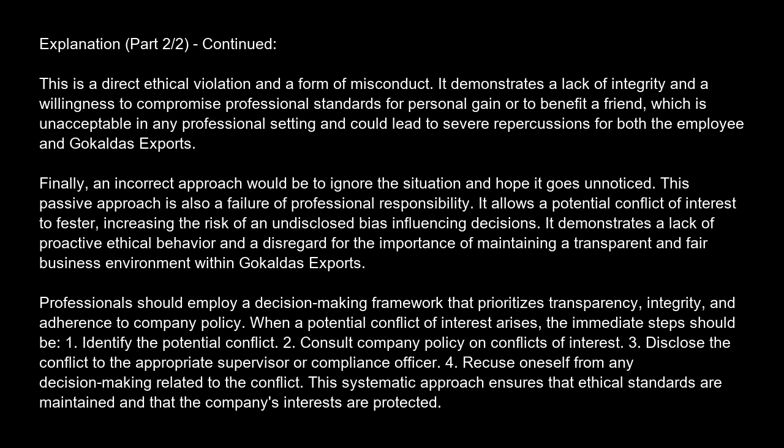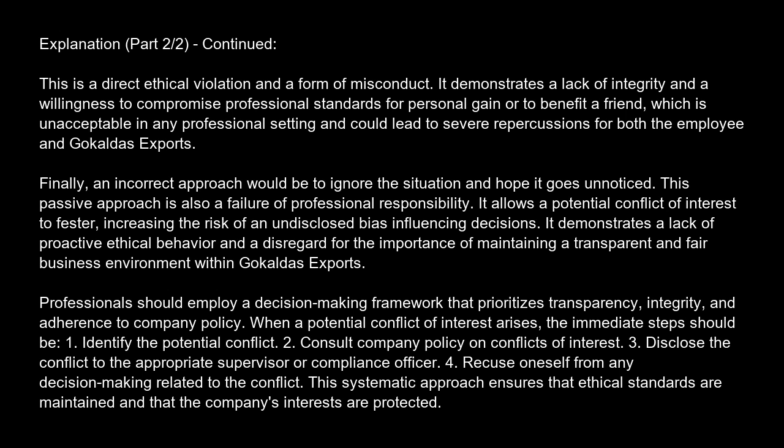It allows a potential conflict of interest to fester, increasing the risk of an undisclosed bias influencing decisions. It demonstrates a lack of proactive ethical behavior and a disregard for the importance of maintaining a transparent and fair business environment within Gokaldas Exports.